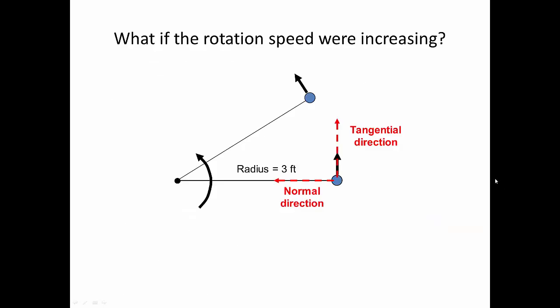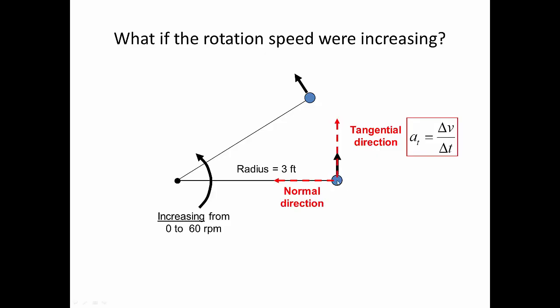What if the rotation speed were increasing, say from 0 to 60 RPMs instead of a constant 60 RPM? In this case, now we would not only have normal acceleration, but a tangential acceleration as well, because our velocity at this point would be different than our velocity at this point up here. We calculate our tangential acceleration by using the same equations that we have used before, a change in velocity with respect to time, or dv dt.